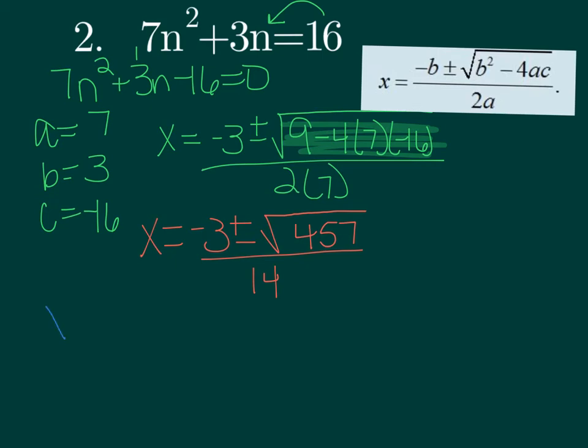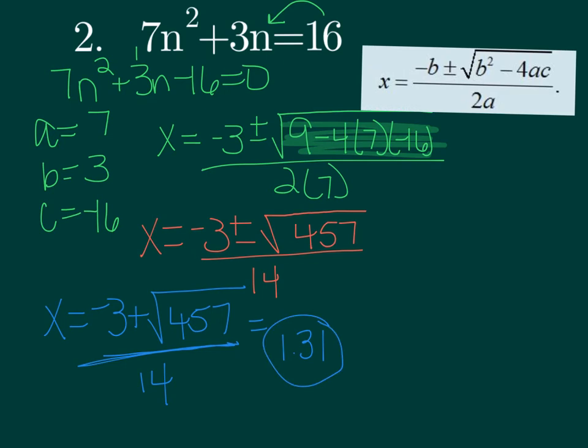So I have x equals negative 3 plus the square root of 457 over 14. Okay, now again, remember you're going to hit the equal and then the divided sign. Okay, and then I get 1.31. Okay, so that's one answer.